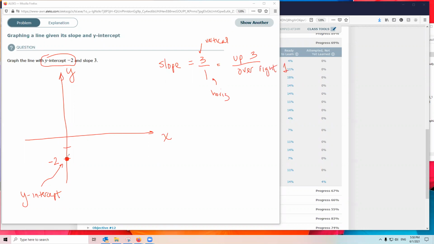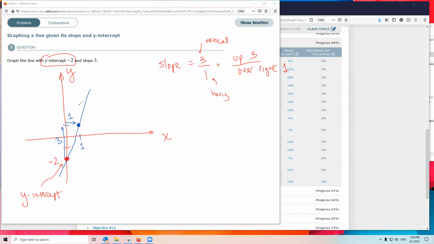So I'm going to start here at this y-intercept. I'm going to go up 3. So up 1, 2, 3, and over to the right 1. That's going to put another blue dot there. So I went up 3 and over 1. This other blue dot here is the line I'm interested in.